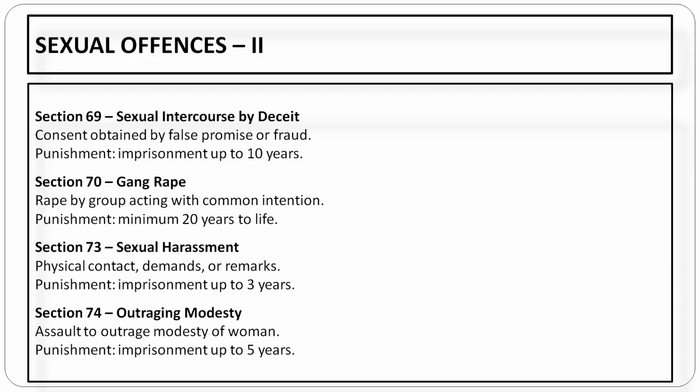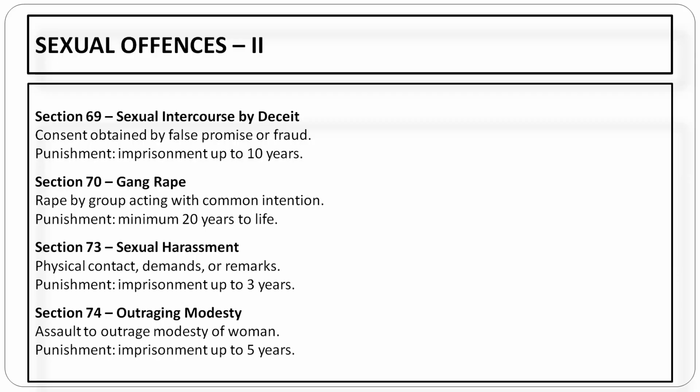Section 69 deals with sexual intercourse by deceit. It applies when consent is obtained by false promise, fraud, or deception. If a person agrees because of lies, the consent is not considered real consent. The law treats such acts as serious sexual offenses. The intention to deceive plays an important role here. The punishment can be imprisonment up to 10 years.